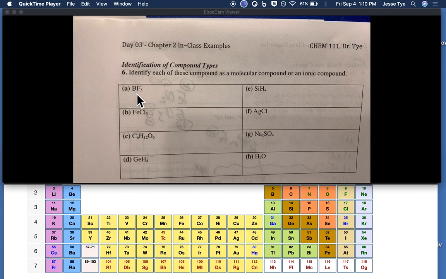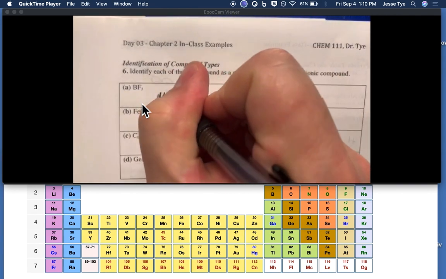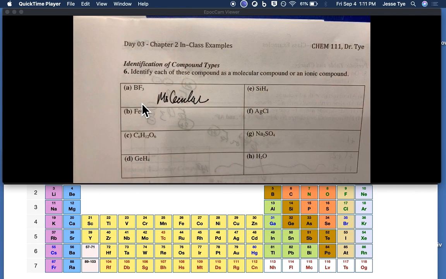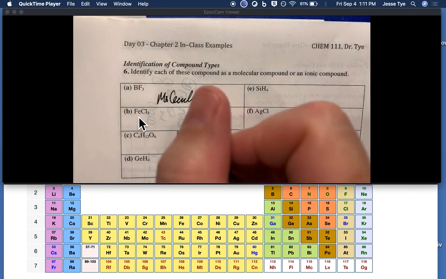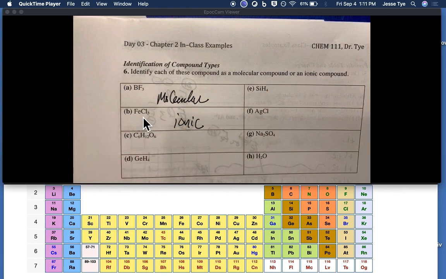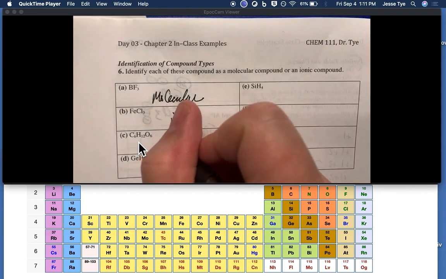So this guy's a metalloid with some nonmetals. So this is definitely a molecular compound. If I see a metal, it's ionic. I don't have to think about it anymore. If it's got a metal in it, it's ionic. All of these elements are all nonmetals, and so this one is molecular.